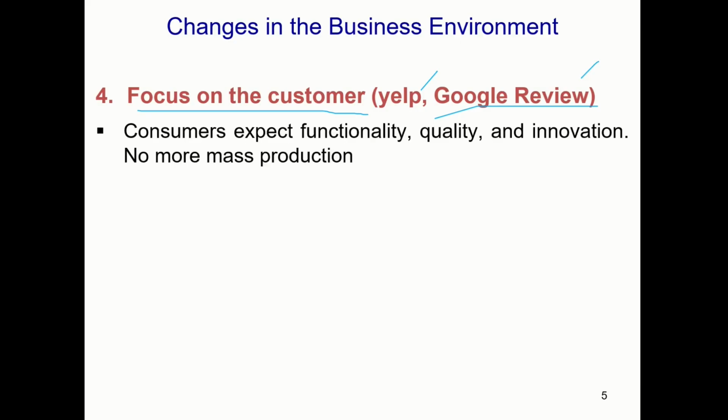You can no longer mass produce. There's no more mass production. Customers expect functionality, quality, and innovation. So the customer is really in charge, and the company will have to be aware of this. When they devise their cost management plan, they have to be aware of this.